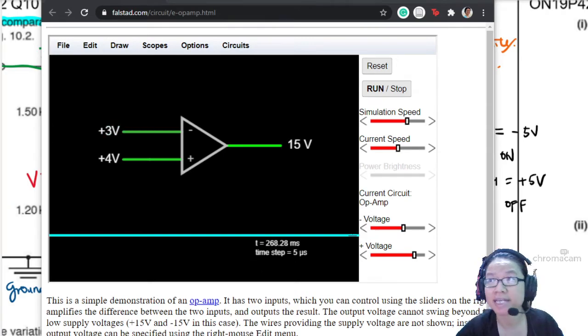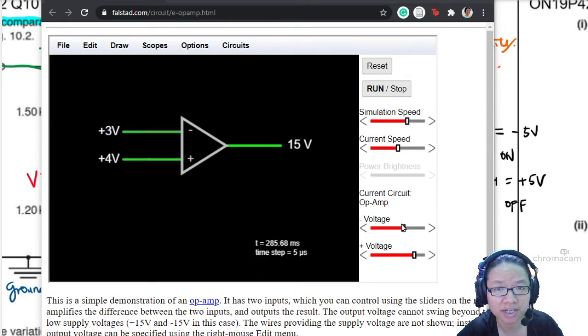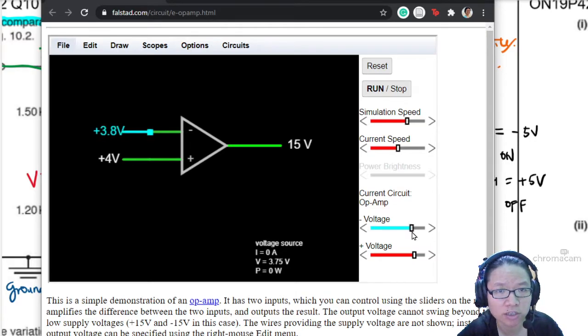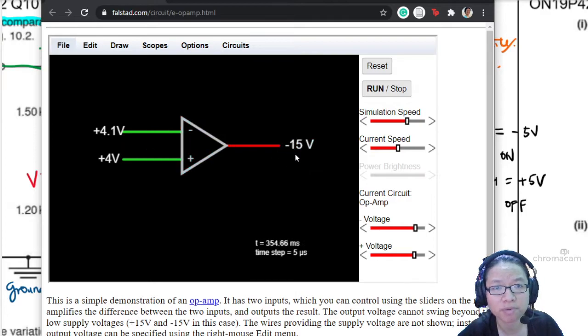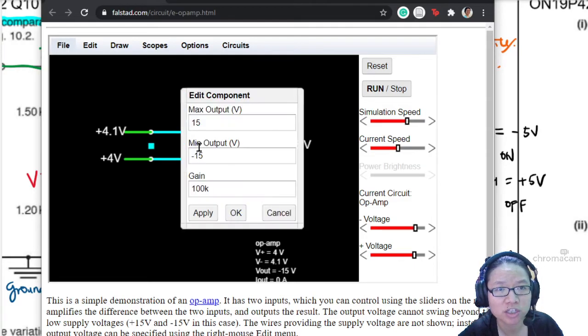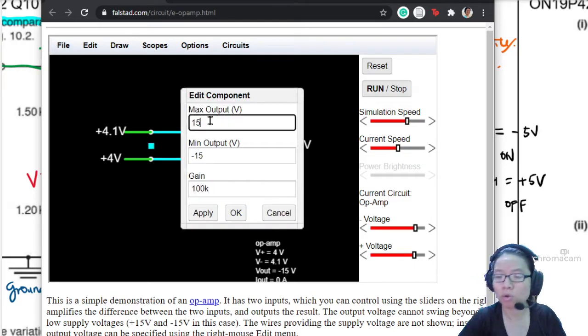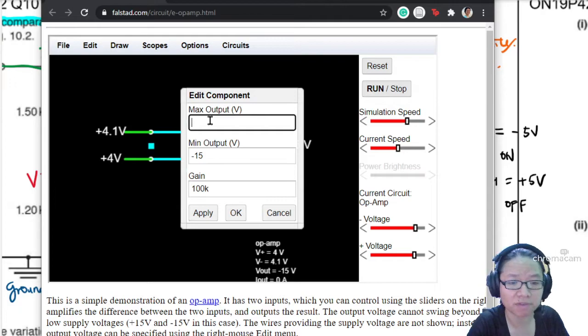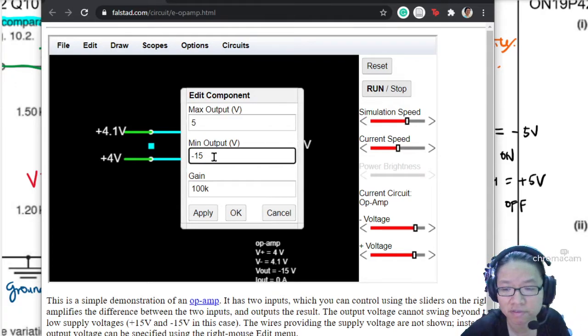So let's look at the inverting input, which is negative V. I can change this negative V to become a larger value. Let's say as long as it's greater than 4, you can see this output will flip to negative 15. Why is this 15? It depends on the source voltage. We can adjust the source voltage. Just now, our supply was plus minus 5, so I could put plus minus 5 here.